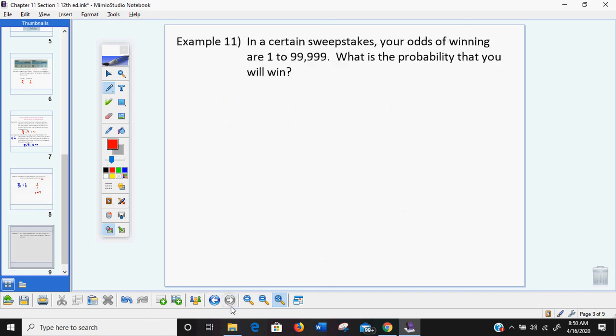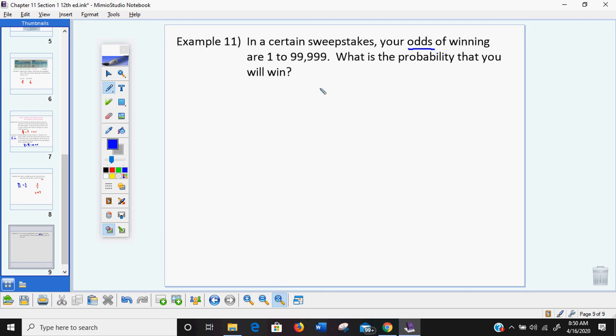Let's look at one more. On example 11, it says, in this particular book, it's 11. It may not be in yours. In a certain sweepstakes, your odds of winning are 1 to 99,999. Okay, so it's odds. They want us to change it to probability.